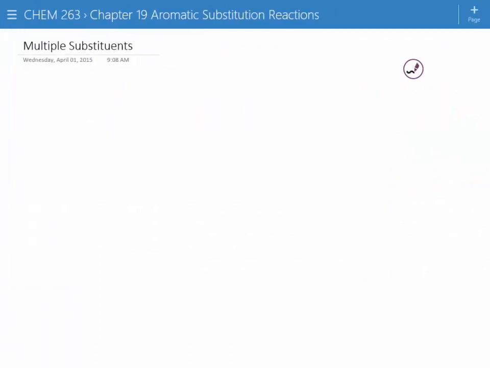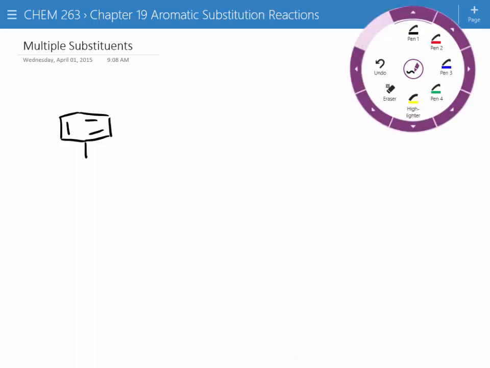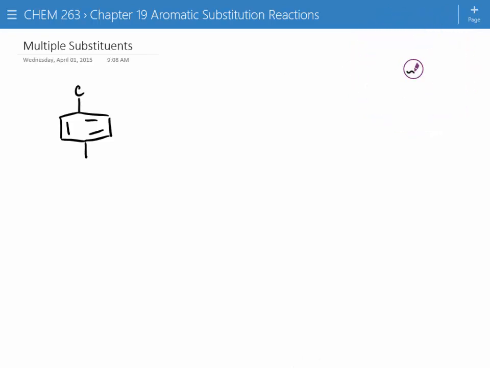So if we have multiple substituents, let's take an example here. I'm going to actually label these differently. I'm going to use different colors. So CH3, and I'll do NO2. What would the name of this molecule be? Yep, so the parent would be toluene. We've got a nitro in the 4 or para position, so this would be para-nitrotoluene.